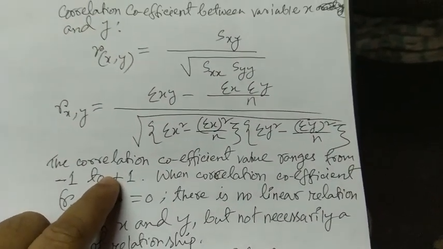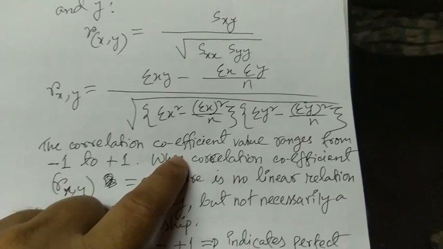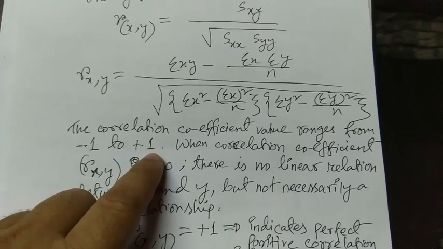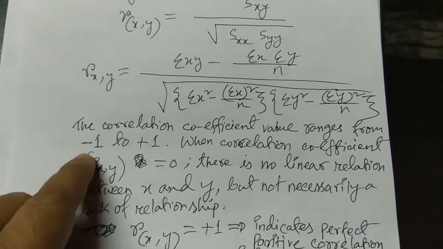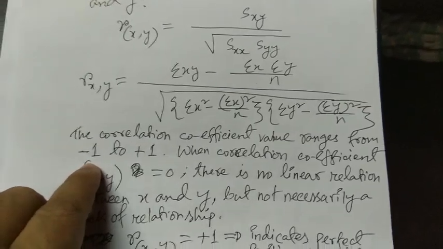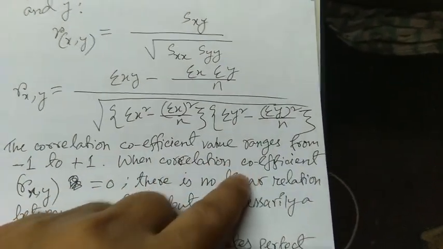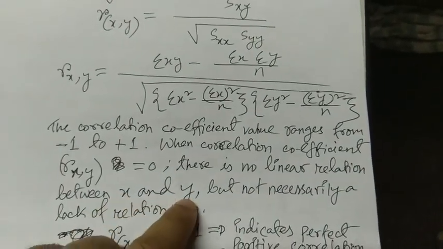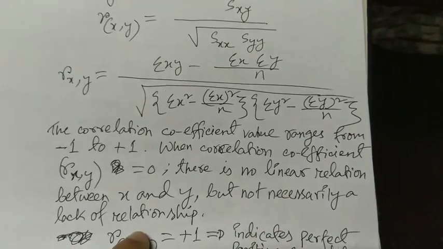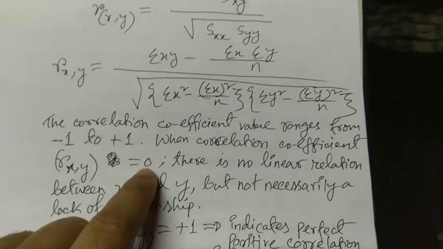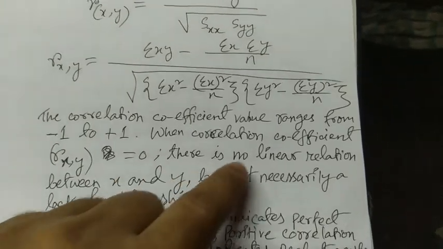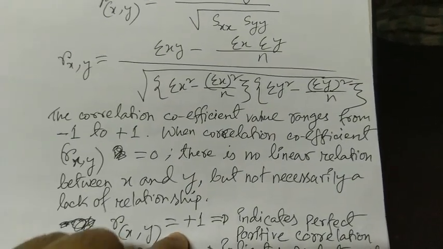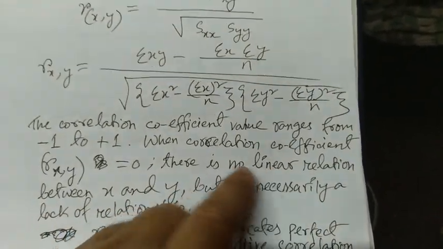After you calculate the correlation coefficient, you will see that its value ranges between -1 and +1. It cannot be more than 1 and it cannot be less than -1. When the correlation coefficient is 0, that means there is no linear relationship between x and y, but not necessarily a lack of relationship. We are only saying that there is no linear relationship between x and y.